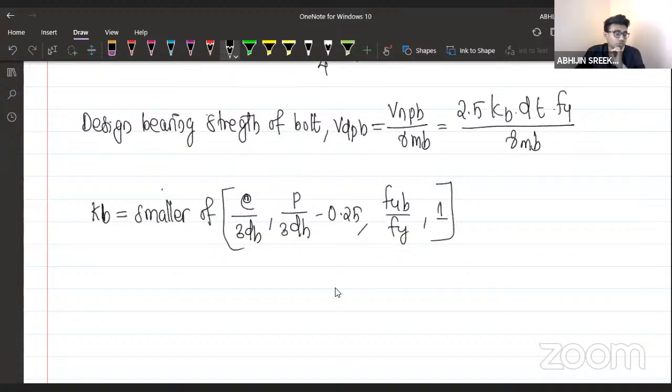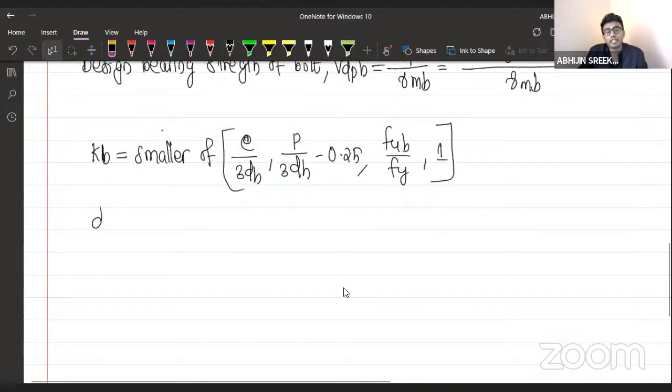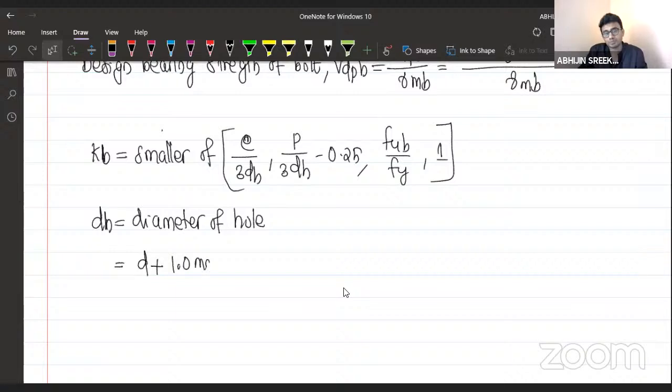So what is the e value? Exactly, let's see that. Yes, right, very good. So what is the dh value? dh represents the diameter of the hole. How to calculate the diameter of the hole here? In order to calculate it, the IS code is giving us some equations: shank diameter plus 1 mm, shank diameter plus 2 mm, and similarly shank diameter plus 3 mm.